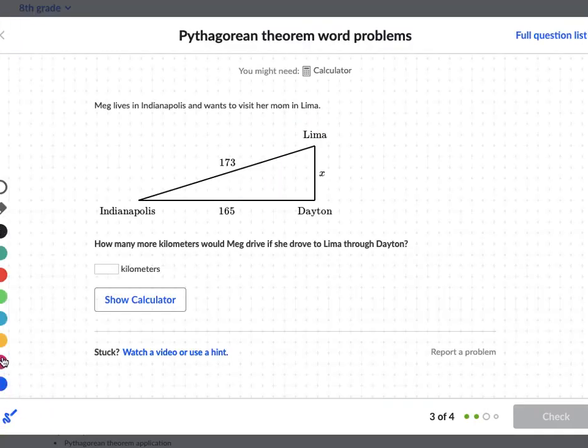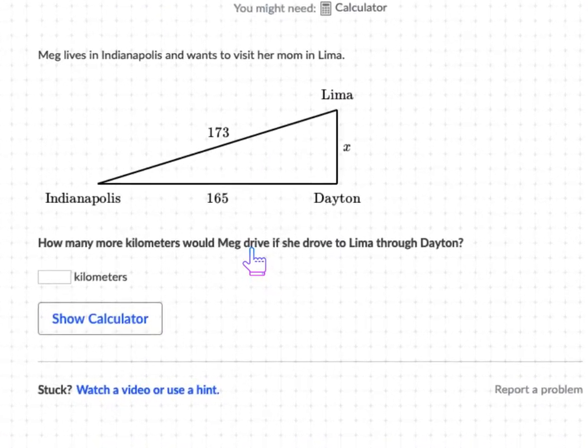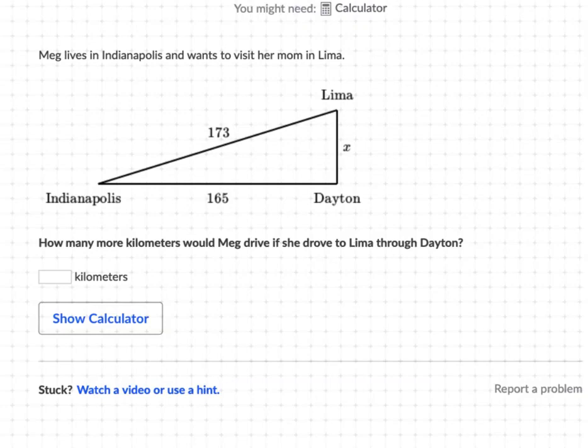All right, so with Pythagorean theorem word problems, it's just that. They're going to be word problems where you have to use Pythagorean theorem. So here's your typical Pythagorean theorem word problem. Meg lives in Indianapolis and wants to visit her mom in Lima. How many more kilometers would Meg drive if she drove to Lima through Dayton? So they're saying compared to just going straight across from Indianapolis to Lima, let's say she stopped at Dayton first and then drove up to Lima. How much longer would it take? How many more kilometers would that take her? Pause the video and try it on your own first.